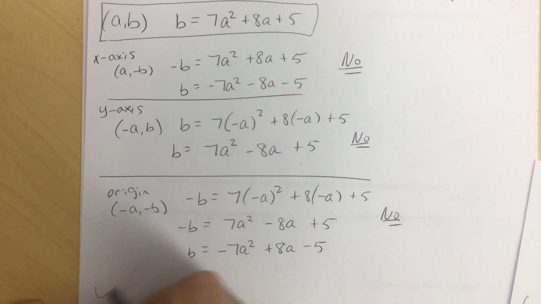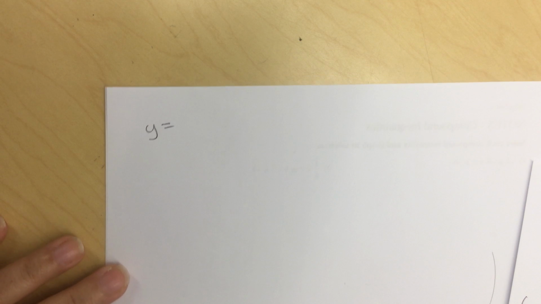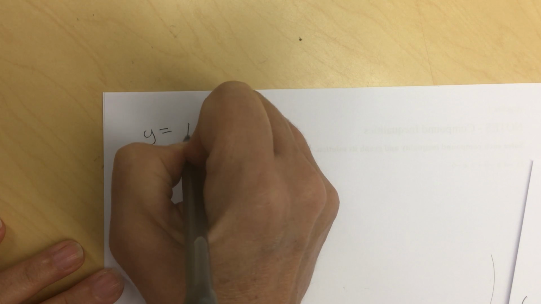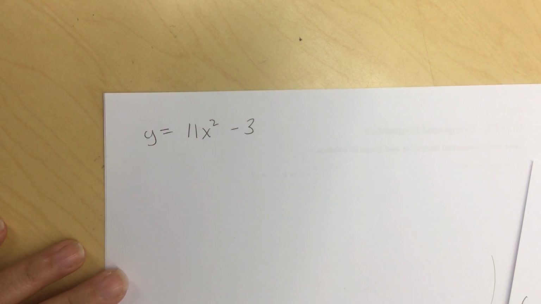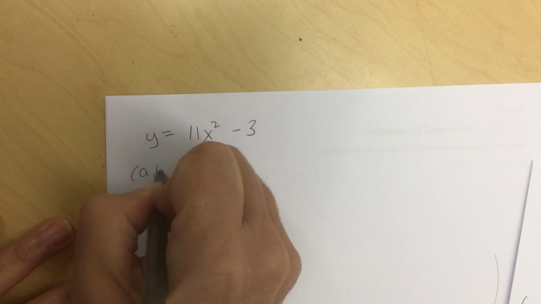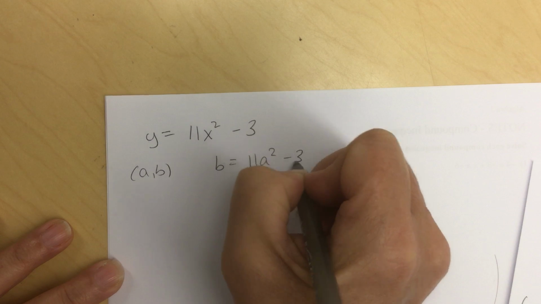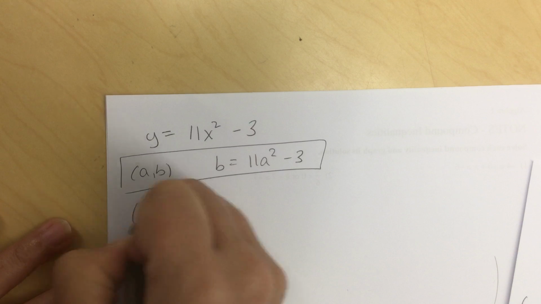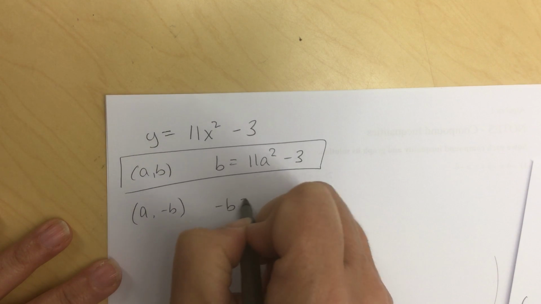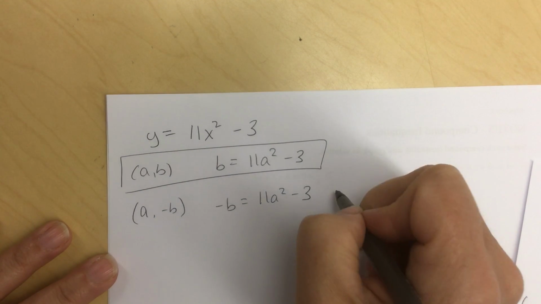But if my equation, well, let's do a whole new piece of paper. If my equation was y equals 11x squared minus 3, okay? Start with AB. So that's going to give me B is equal to 11A squared minus 3. We're going to check A negative B. So that would be negative B is equal to 11A squared minus 3. That's definitely not true, so that's a no.